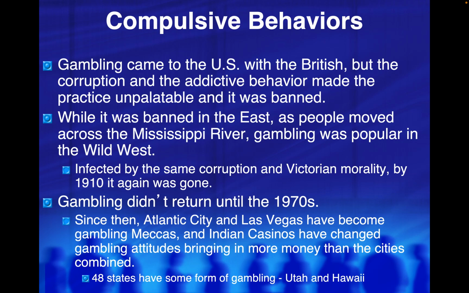48 states have some form of gambling. The only two states that don't have gambling are Utah and Hawaii. Strangely enough, they are the two most Mormon states in the United States.